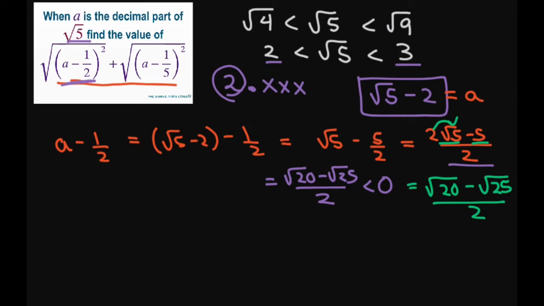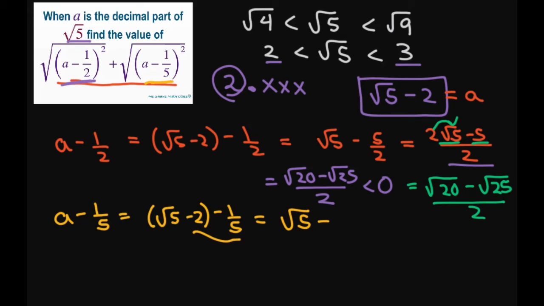All right, now let's do the second one here. A minus 1/5. That's going to equal square root of 5 minus 2, that's your a, minus 1/5. This is going to equal square root of 5, and I'm going to add these, and you get minus 11 divided by 5, which equals (5 square root of 5 minus 11) divided by 5, getting the common denominator. So what we want to determine, is this positive or negative?